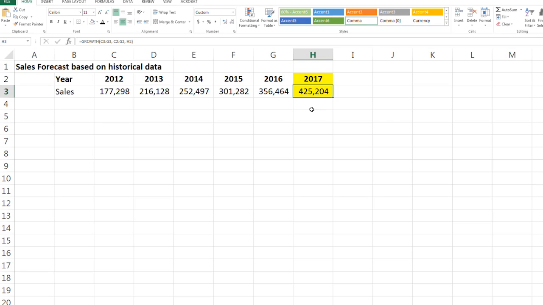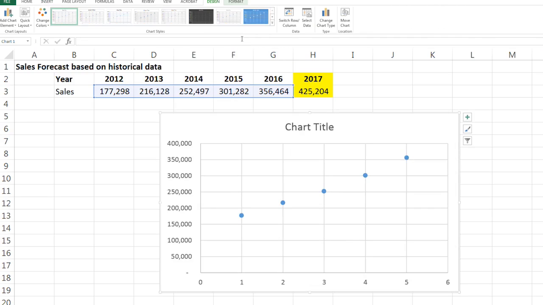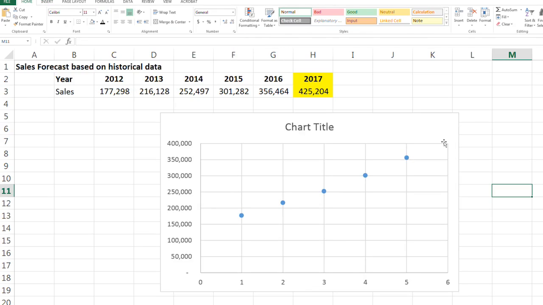If I add a plot for the past 5 years of sales, I get a chart that looks like this. The data seems to fit a straight line better than an exponential curve. It seems more likely that the real sales for next year will be closer to the 393 that was calculated by the FORECAST function rather than 425 calculated by the GROWTH function. So I think the right choice is probably FORECAST.